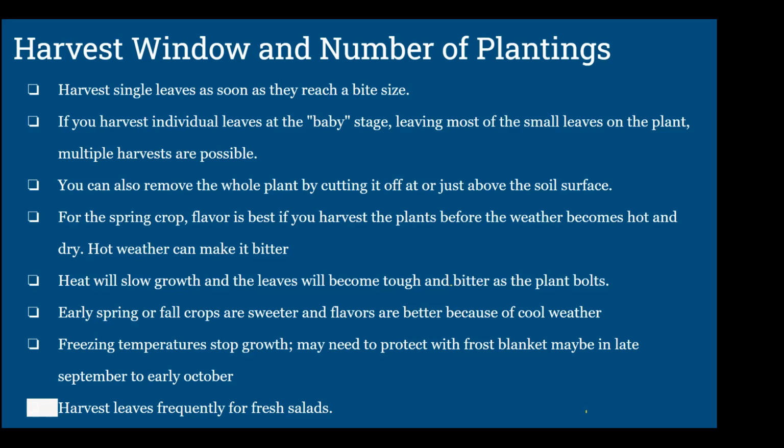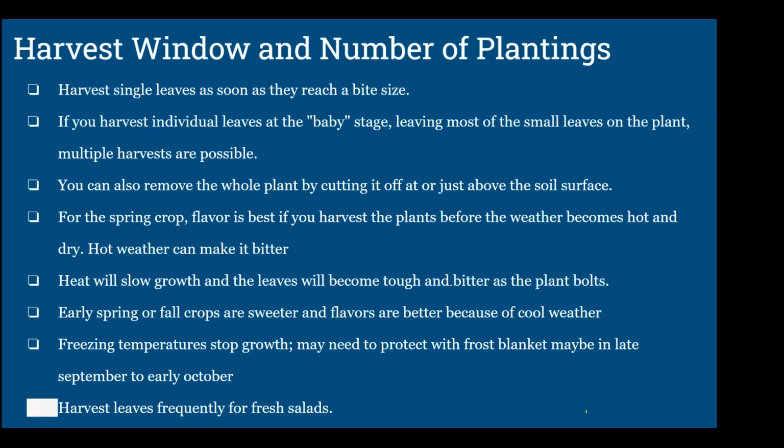So flavor is best if you harvest the plants before the weather gets too hot and dry. Like we were saying with some of these plants, their flavor profile can change when it flowers. So hot weather can make it a little bit more bitter. And heat will also slow the growth a little bit and the leaves will become tough and bitter. So early spring or fall crops are sweeter and flavors are better because of that cool weather. They're storing more of the sugars in the cooler weather, which is really an amazing process.